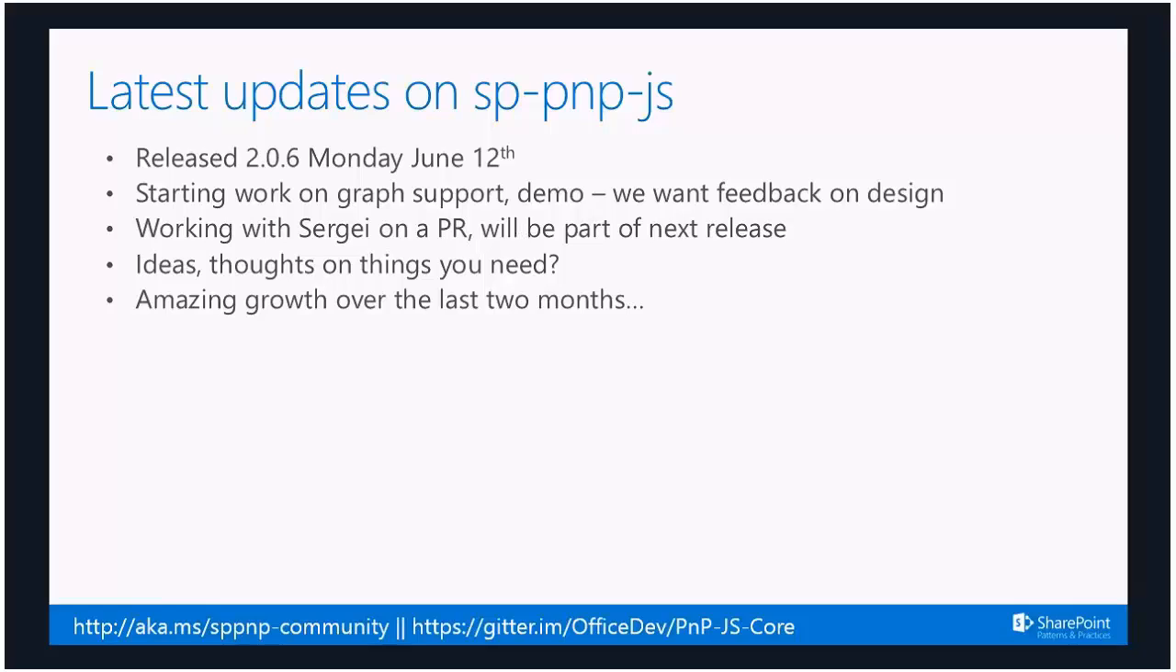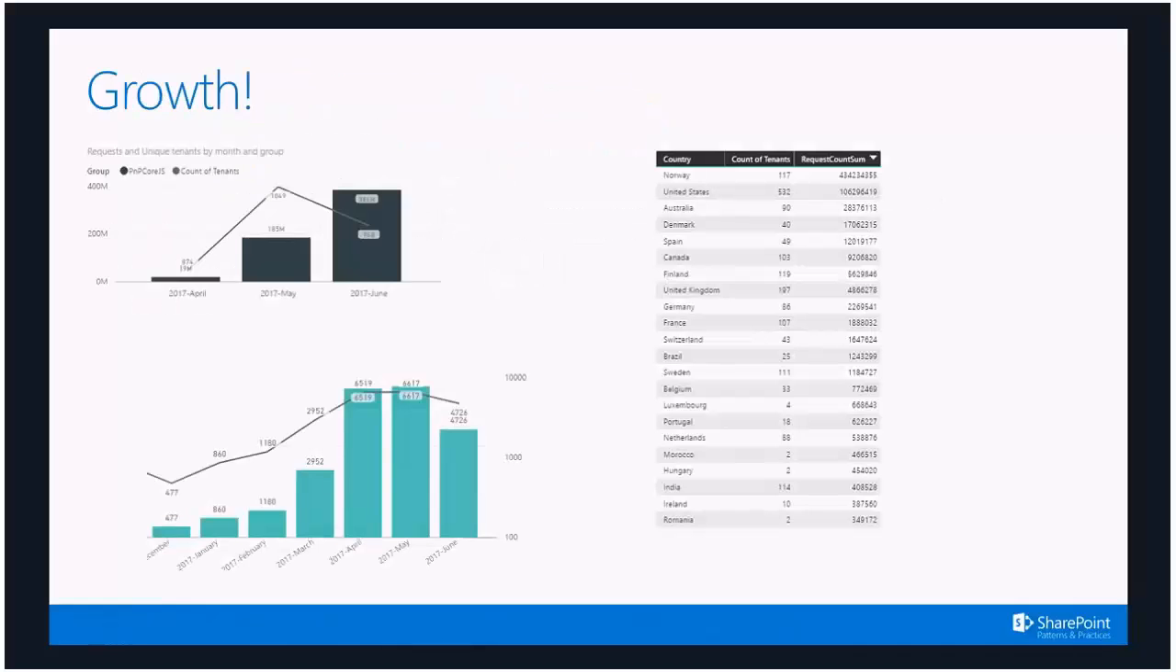And then I did want to mention we've had some amazing growth over the last 2 months. Some of you might remember when I showed, I don't know, maybe 2 months ago, I was really excited in April. We had 19 million requests go through the JavaScript core library. And I was really excited about that.